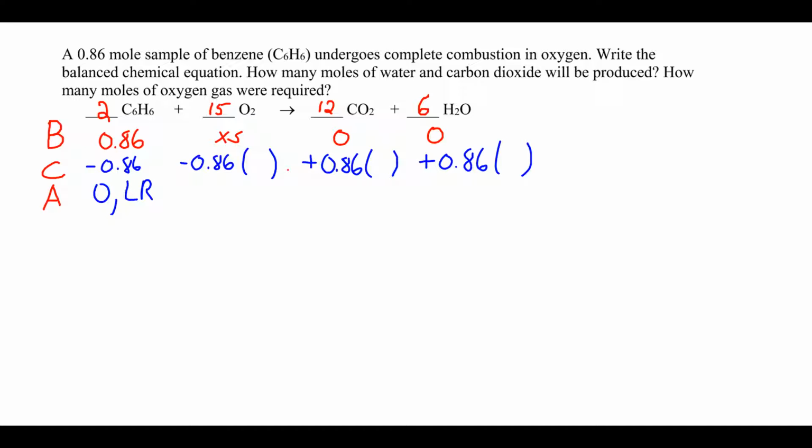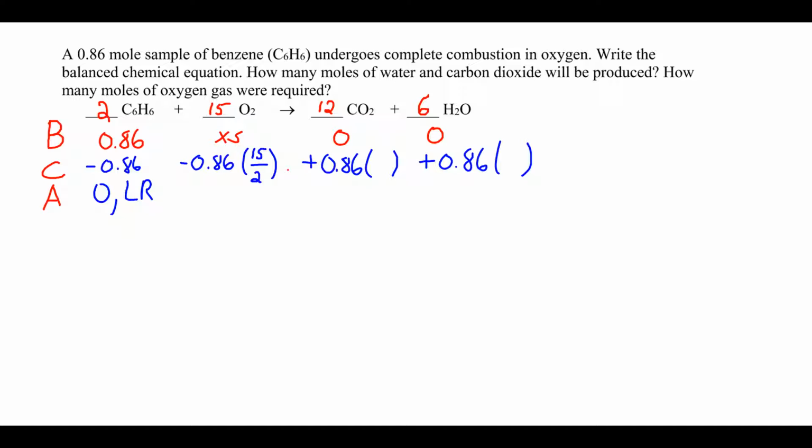So if we lose our 0.86 moles of benzene, we're also going to lose that much of oxygen, multiplied by some mole ratio. Now we get the mole ratio from the coefficients. The numerator is going to be the coefficient from the compound that we're interested in, and the denominator comes from the limiting reagent.